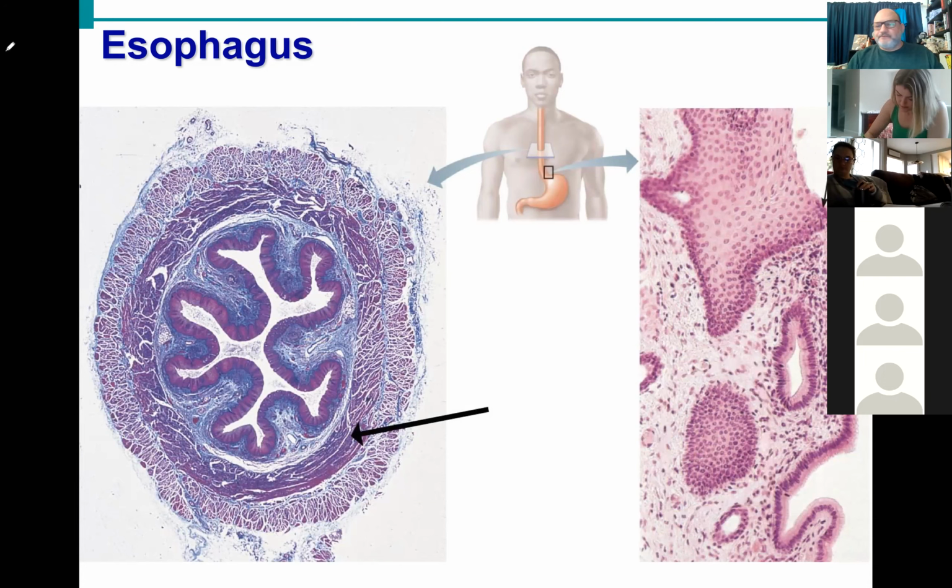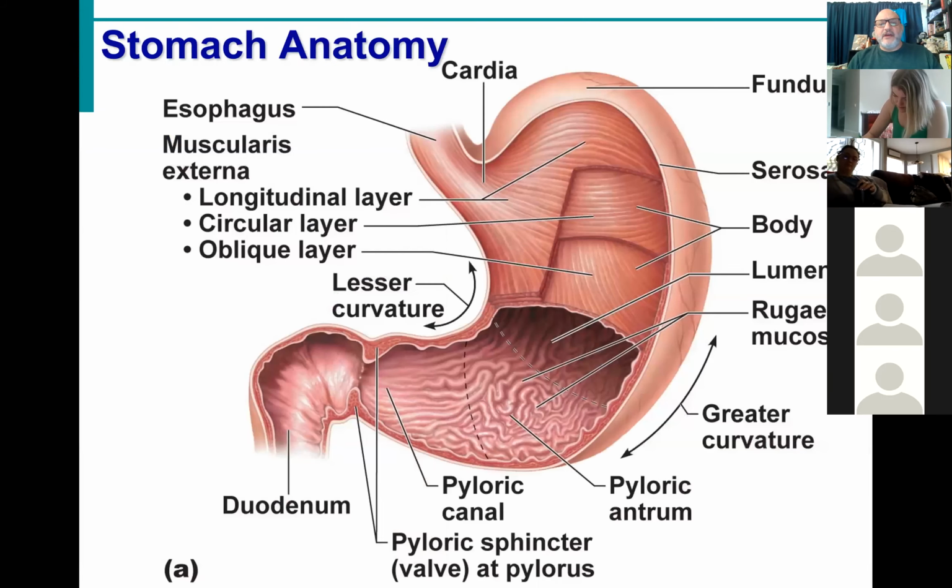All right, excellent. So we've seen the histology. We know the gross anatomy of our esophagus, and we've talked about what it does. And I think, again, not much to that. So any questions on the esophagus before we move on?